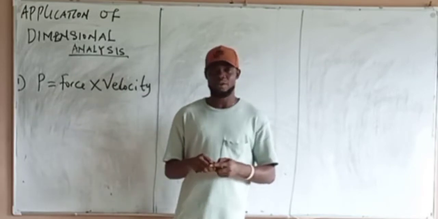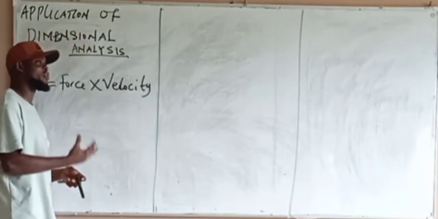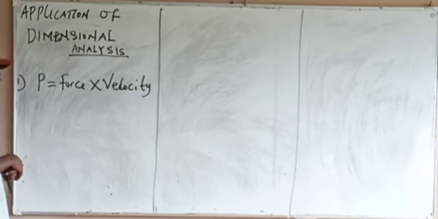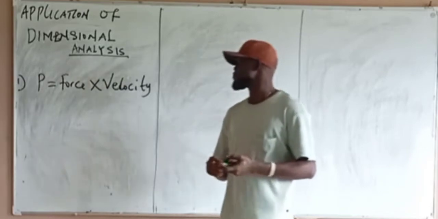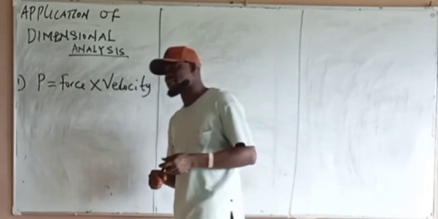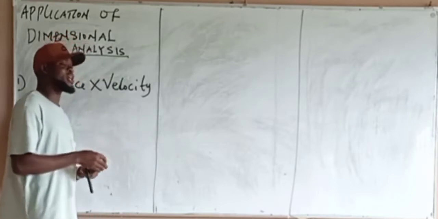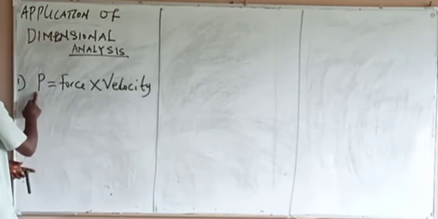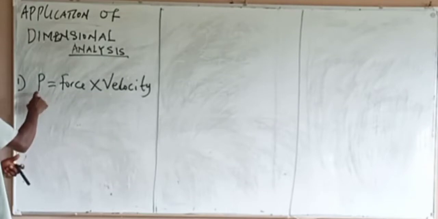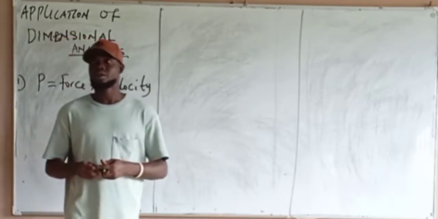So look at the first question we're having for today, which you take down. If the power developed by a moving body is defined by the equation P is equal to force times velocity, use dimensional analysis to check if this equation is correct or valid. The power developed by a moving body is given as P equals force times velocity. Use dimensional analysis to check if this equation is correct.